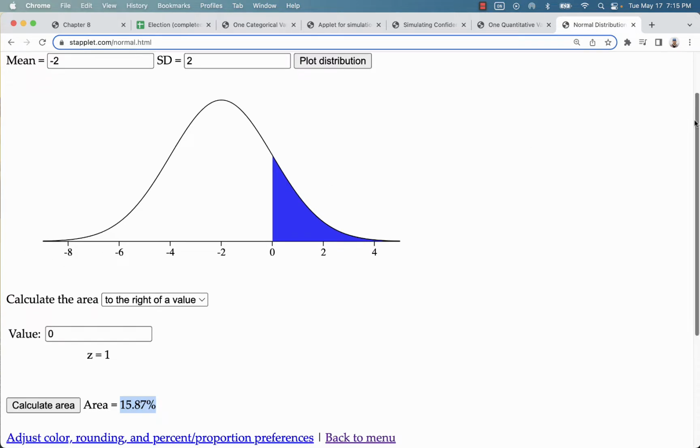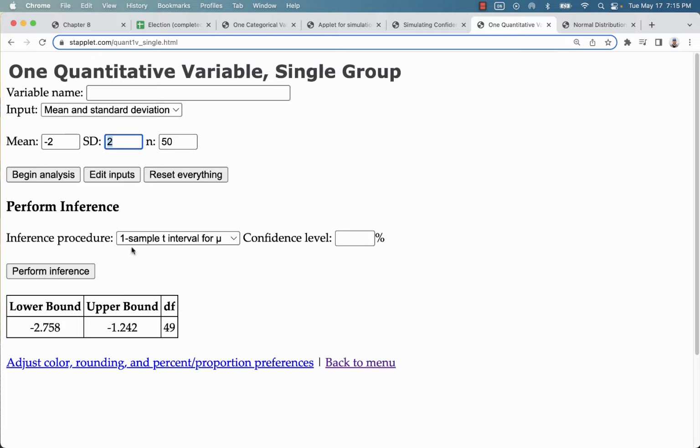Now, if we do create a confidence interval with that mean of -2, standard deviation of 2, and let's just say we have 50 people in this drug trial, and we set the confidence level to 95%, we think that the drug reduces cholesterol somewhere between 2.6 and 1.4 points with 95% confidence.